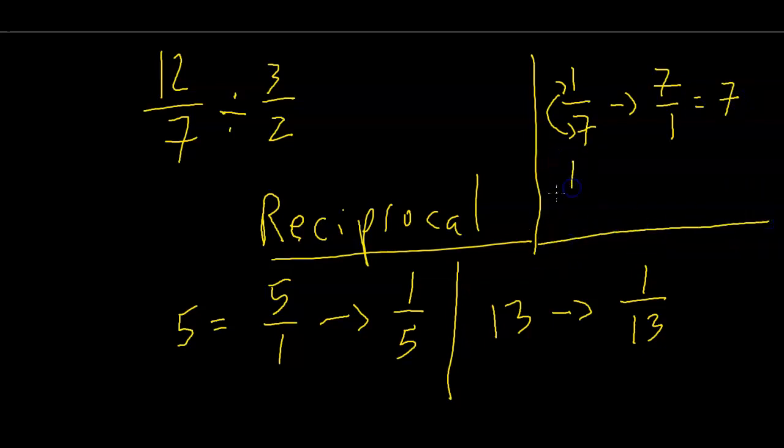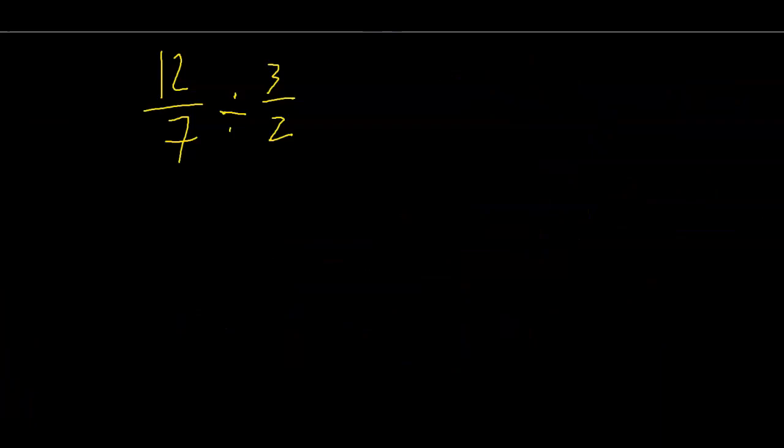The reciprocal of, let's say, 1 over 24, is nothing but 24 over 1. Otherwise written just 24, right? All right, so now let's use that to do some division.